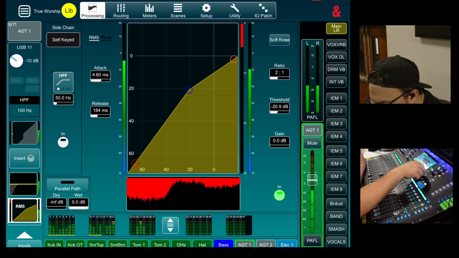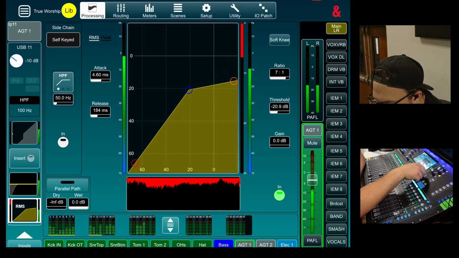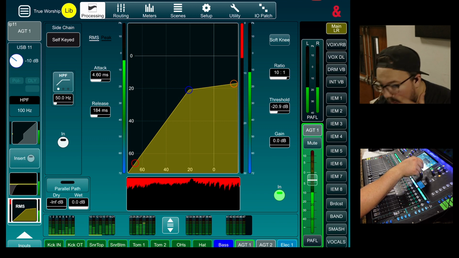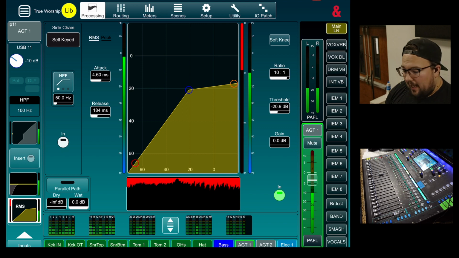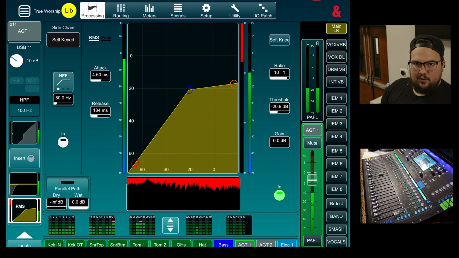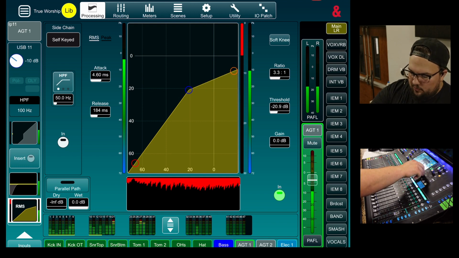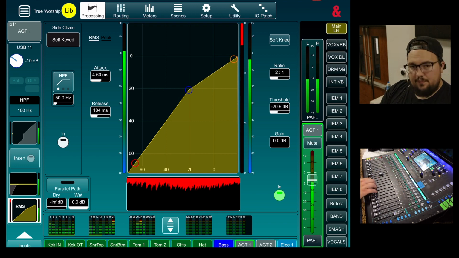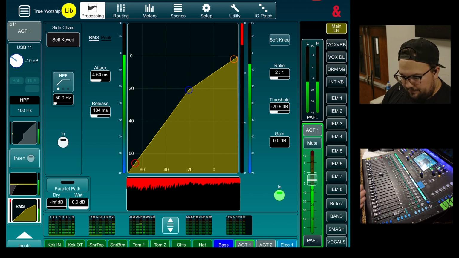4 to 1. Let's go to 2 to 1. Let's crank it up now. Let's go to 10 to 1. Now you can probably start hearing that pumping effect happening here, where those big hits are really getting cut down by that 10 to 1 setting. Versus if we go back to the 2 to 1, it's cutting it, but it's not significant. It's not as much of a gain reduction as it was with the 10 to 1.